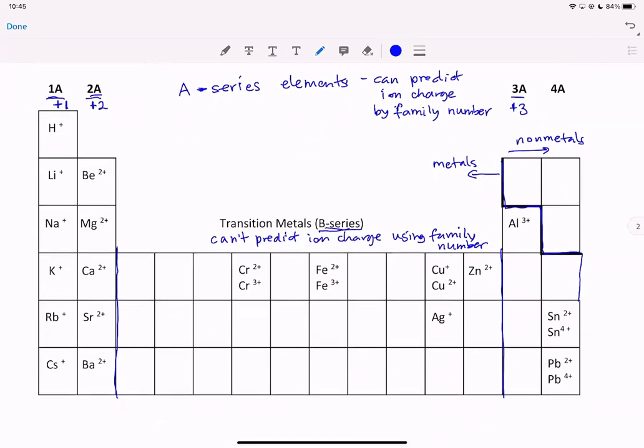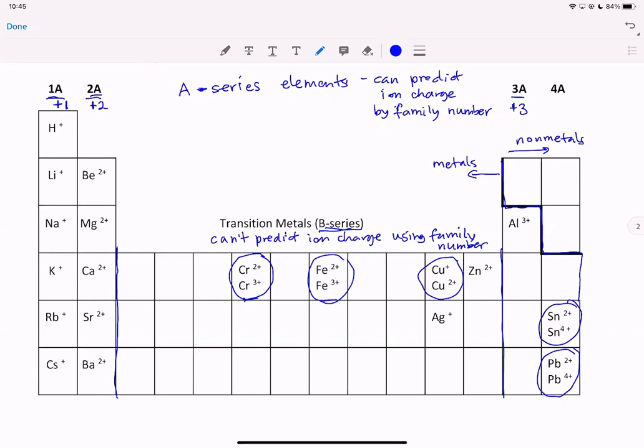What you have for the B series are pairs. So there's chromium, there's iron, there's copper, and then there's also, included as part of the B series, tin and lead. And those are pairs in which these ions are typically formed, and you can't predict which one it's going to be. Is it going to be the +2 or the +3 for chromium?